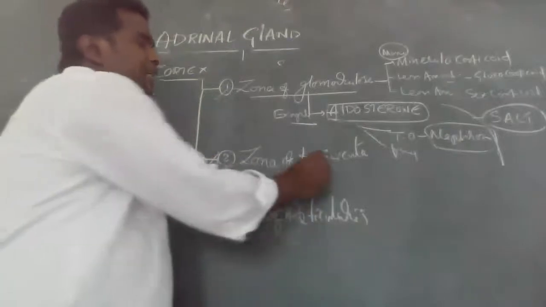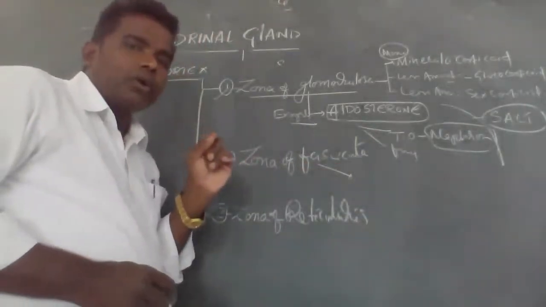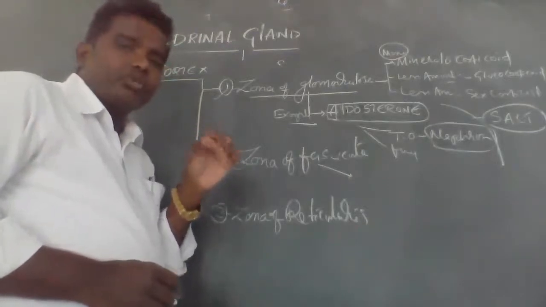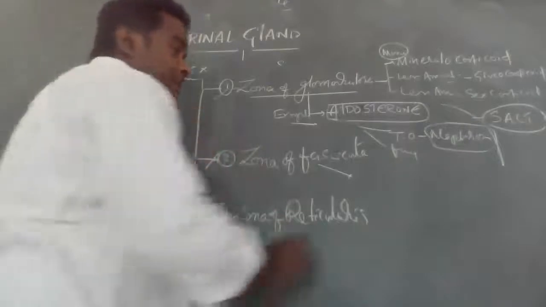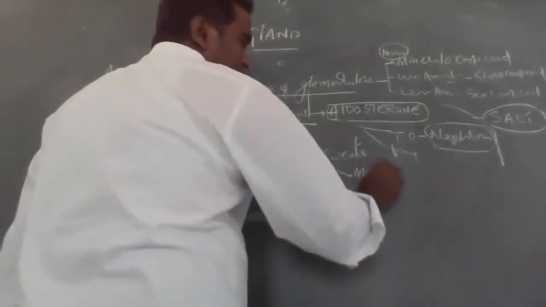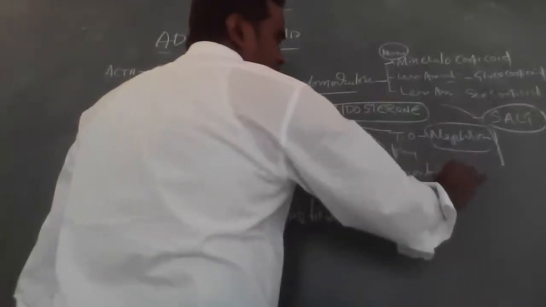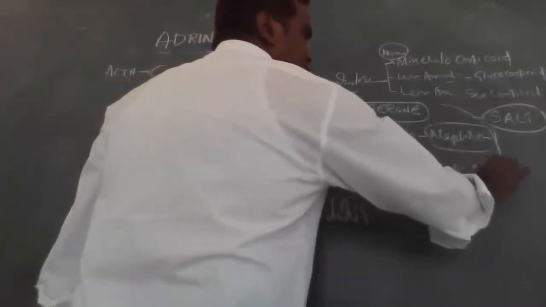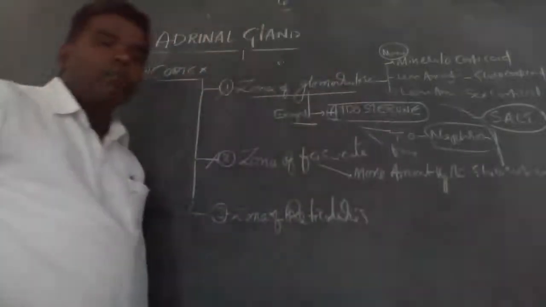This is completed. Now let us come to the point. Zona fasciculata. The zona fasciculata is the second zone of the cortex region. Very important thing, and remember one thing.